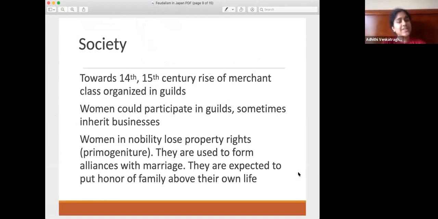Towards the 14th and 15th century, there was a rise of the merchant class organized in guilds. Women could participate in guilds, sometimes inherit businesses. Women and nobility lost their property rights, though, because of primogeniture, and they were used to form alliances with marriage. They were expected to put the honor of family above their own personal lives.